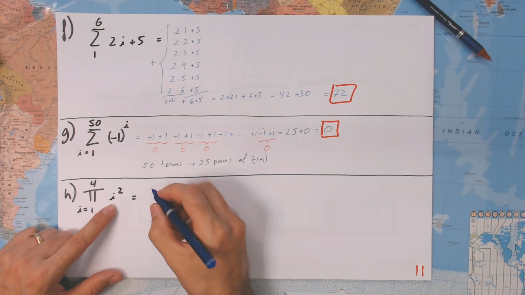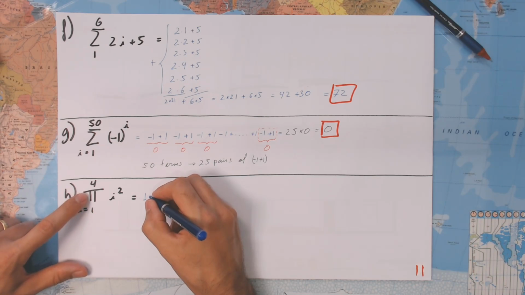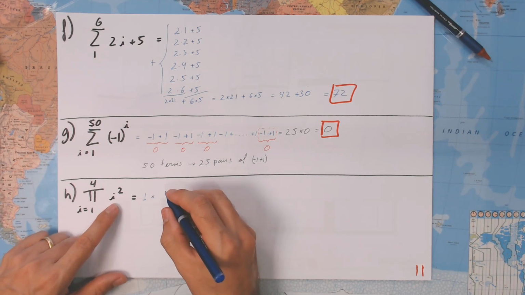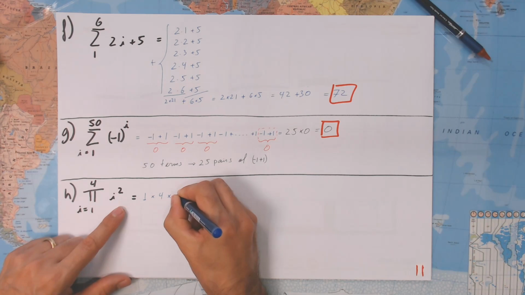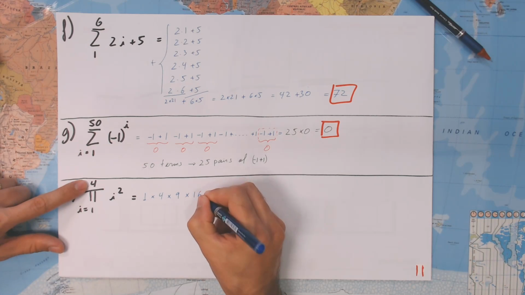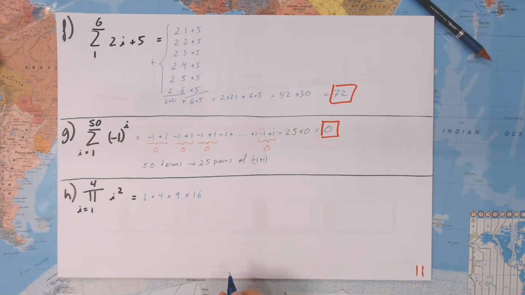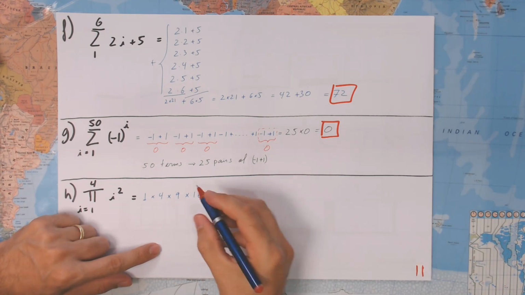The first term is 1 squared, times, this is a product, times 2 squared, it is 4, times 3 squared, 9, times the last one, 4 squared, this is 16. Okay, well, how I do this, I would do like this. Let's make it red in here.